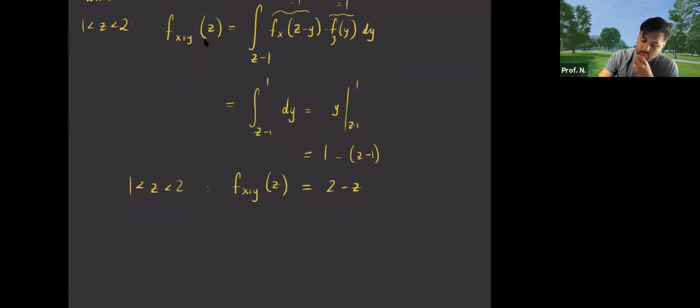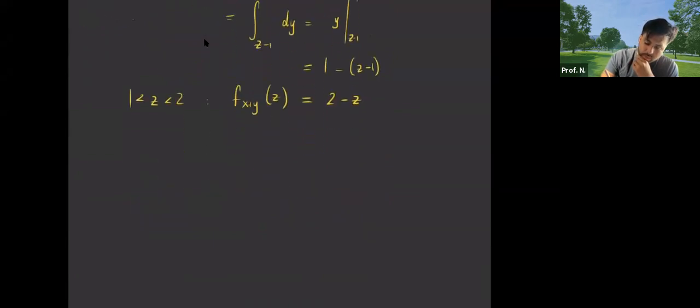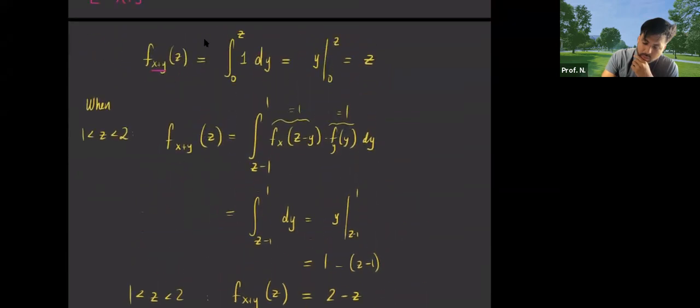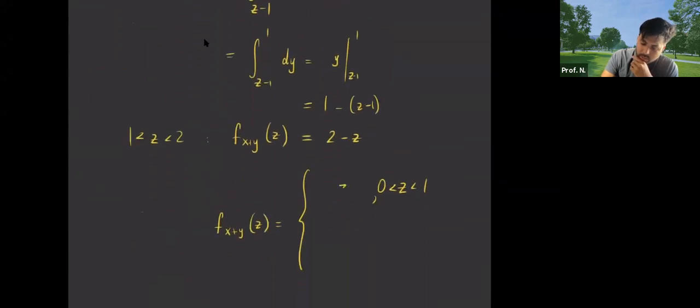And so what we just found was that f of x plus y at z depends upon what z is. When z is between 0 and 1, then f of x plus y was simply z. But then when z goes from 1 to 2, you get 2 minus z. And then it would be 0 otherwise.